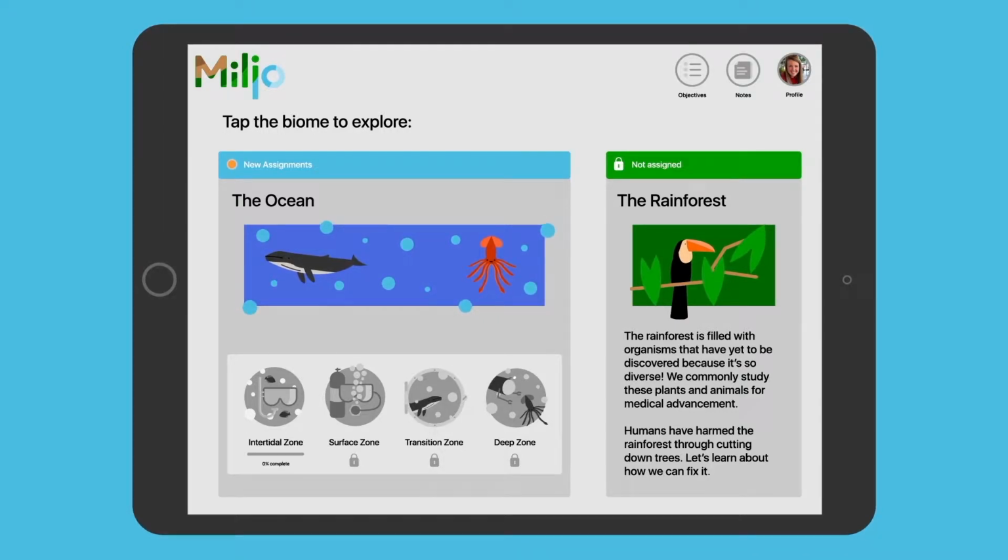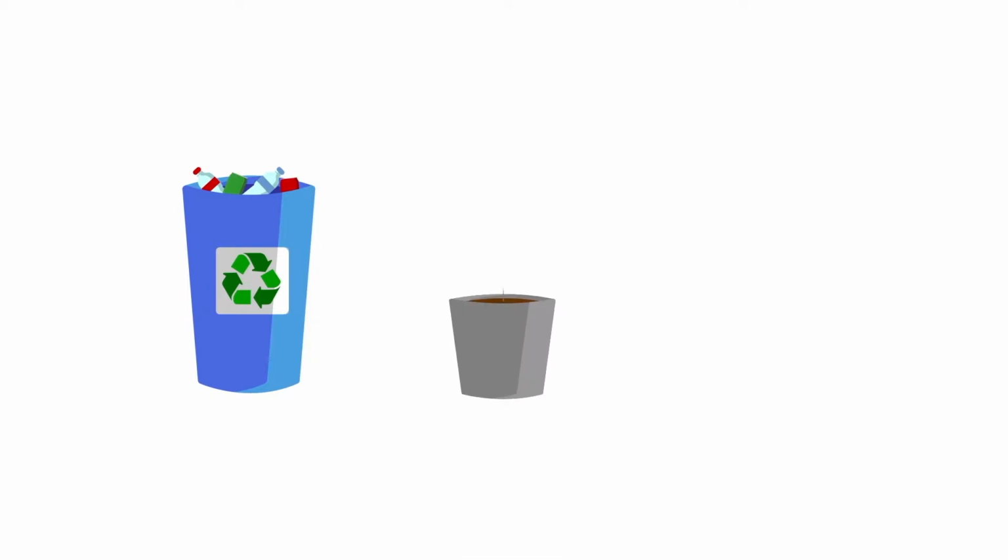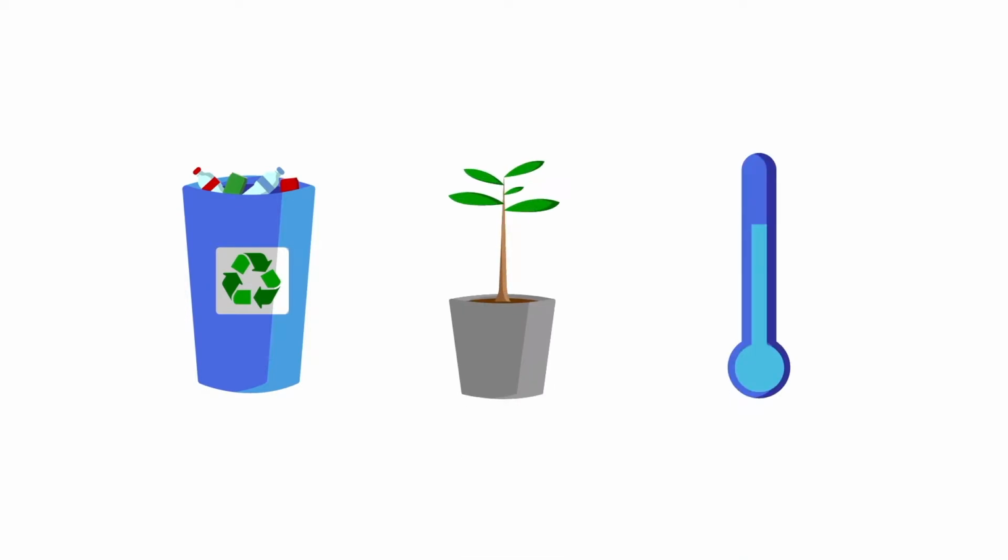First, they must complete an environmental impact challenge, which teaches them about human impacts on the environment. Cleaning up ocean pollution, tackling deforestation in the rainforest, or discovering ways to reduce global warming in the tundra are all challenges that they may have to complete, depending on which biome and zone that they study.